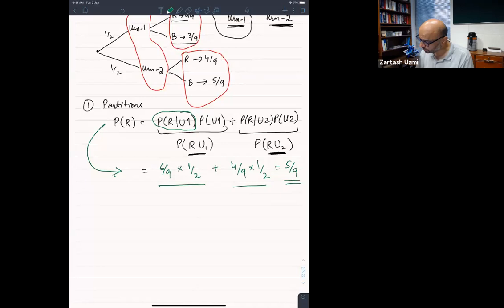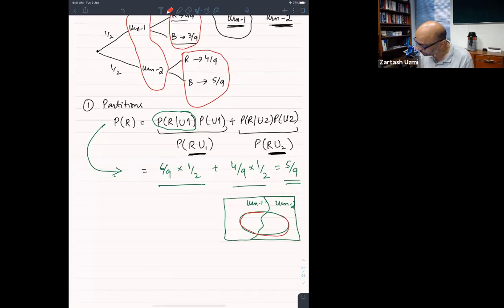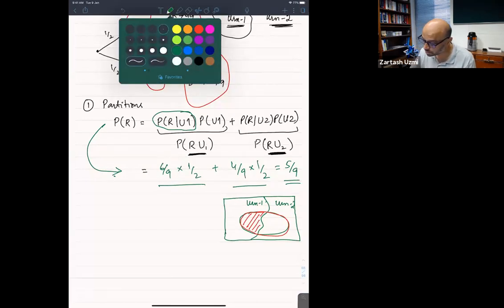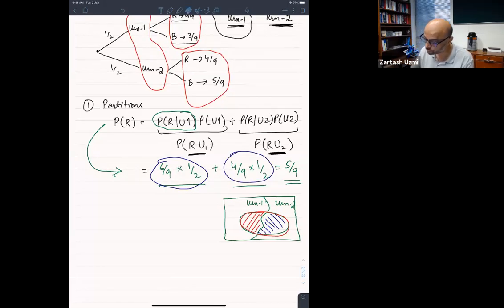You can also see it in the form of the Venn diagram that we drew last time. One circle is for urn 1, the other is for urn 2. This circle is the probability of the red ball. So you can see that this is the probability of red ball and urn 1, and this is the probability of red ball and urn 2. These two areas, this one is here and here. In fact, I should use this red color for this. So this red one is here, and this blue one is here. Okay.